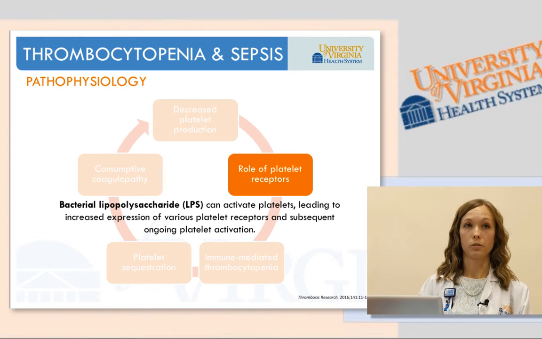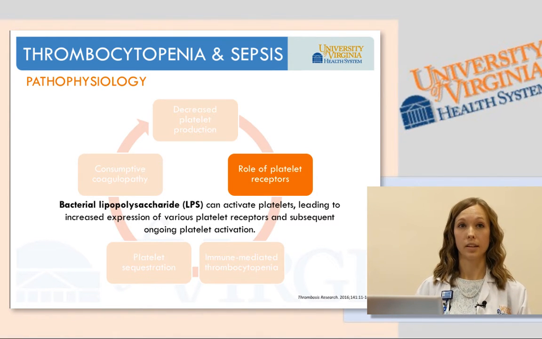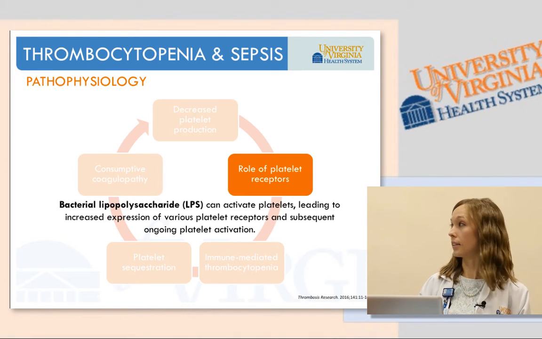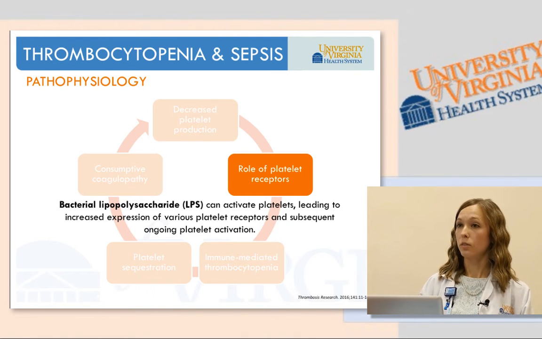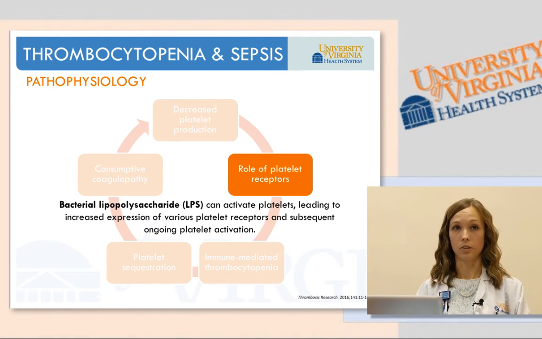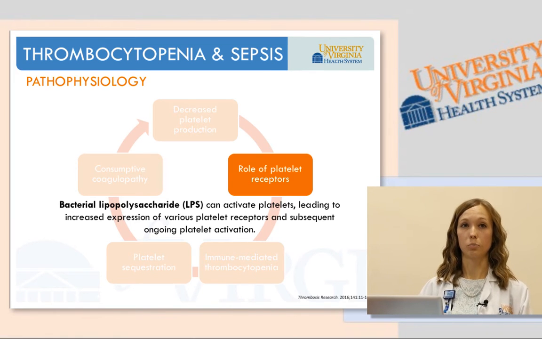Platelet receptors also play a role. So we know that bacterial lipopolysaccharide, or LPS, is capable of activating platelets. And these activated platelets increase expression of various receptors, things like toll-like receptors and adhesion molecules. And these increased receptors lead to ongoing platelet activation. So it really creates this vicious cycle of platelet activation that leads to thrombocytopenia.